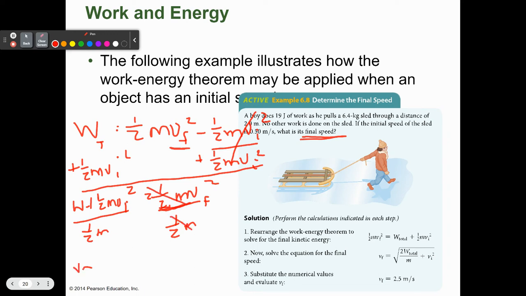So that's going to leave me with Vf squared is equal to 2W over m plus, now these terms here are going to cancel, the 1/2 and the 1/2 and the m, so that's just going to leave me with Vi squared, okay?